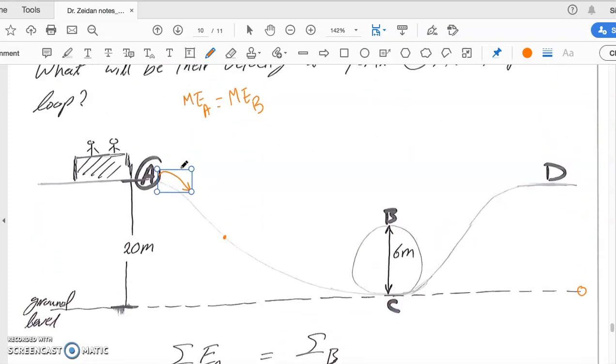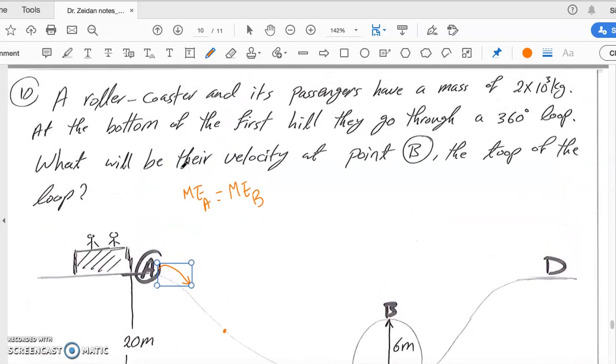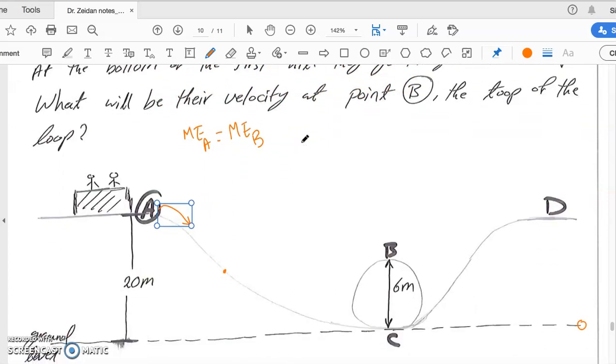Of course, if this is an exam problem, this point should be more clear so that you can really say that this is a free fall. Now assume that this is a free fall, so potential energy at point A, which is mg times 20 plus 0, because it's a free fall, is equal to, what is the height at point B? mg, and the height is 6, plus half m v at B square.